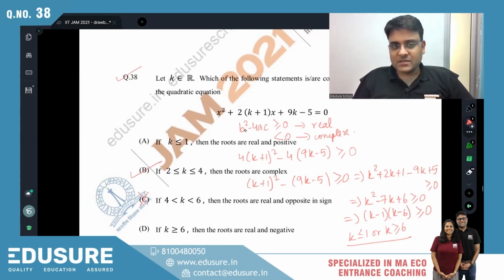100% this is the case. Okay, now A and D we need to be sure about. ठीक है, इसको कैसे sure होंगे? Let's understand. So you can take an example, supposing.